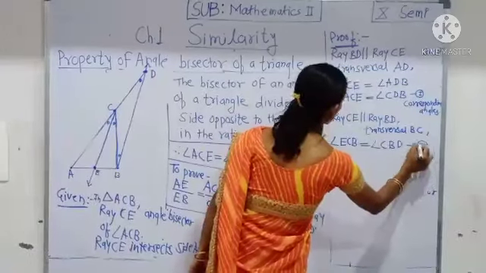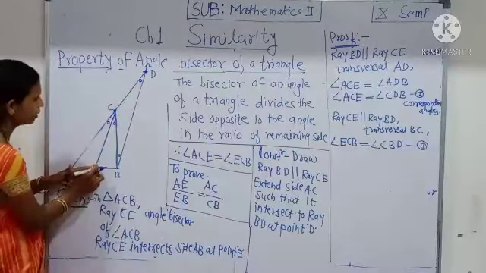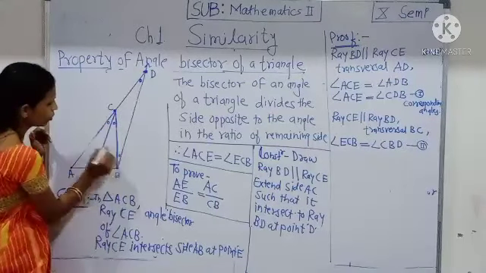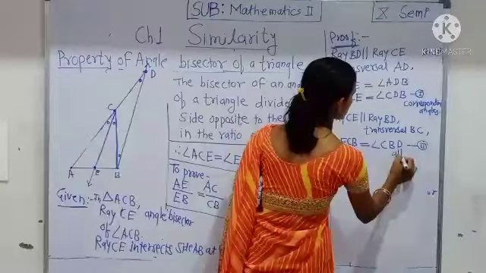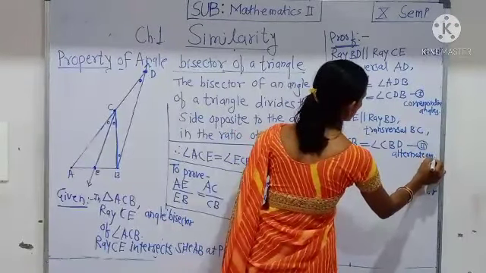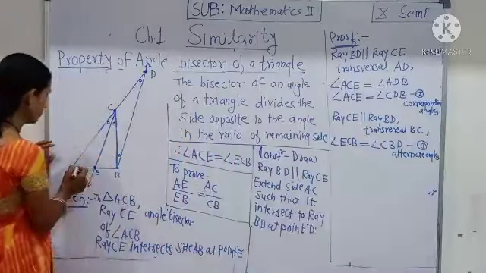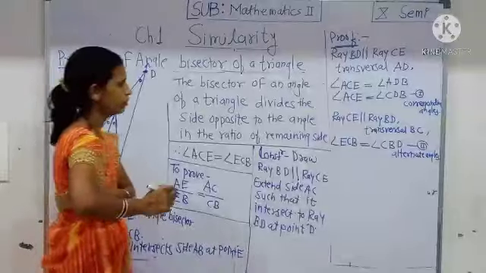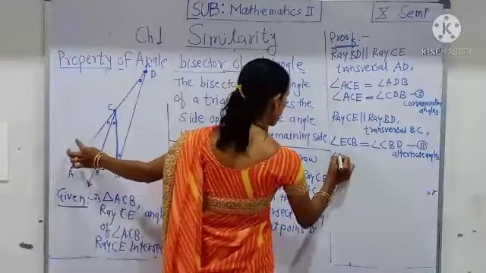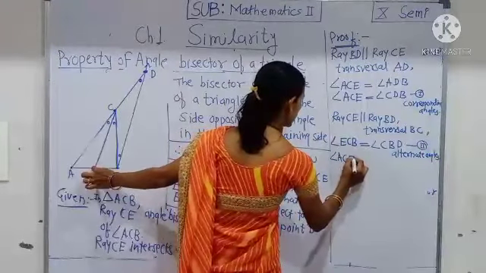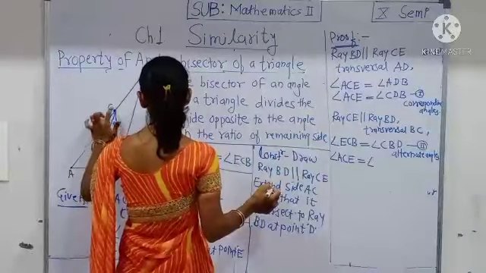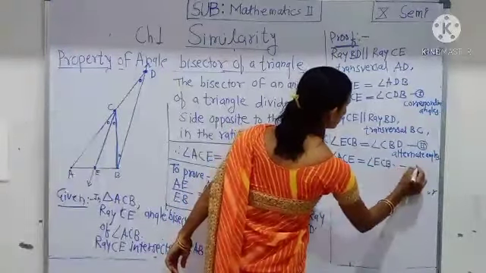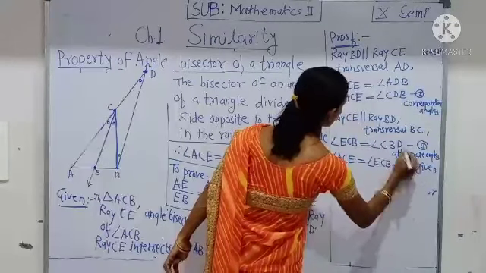That is equation number 2. Angle ECB and angle CBD are congruent because these are alternate angles. Then see here, we know that angle ACE and angle ECB are congruent because it is given that angle ACE is equal to angle ECB. That is given, and that is equation number 3.